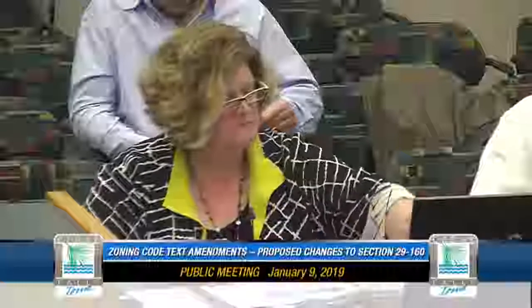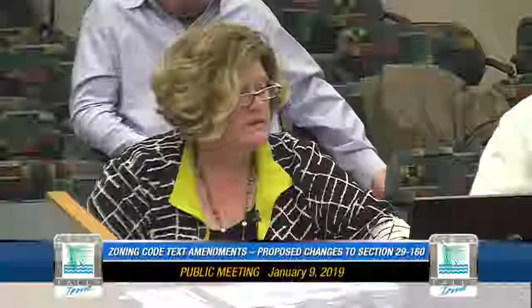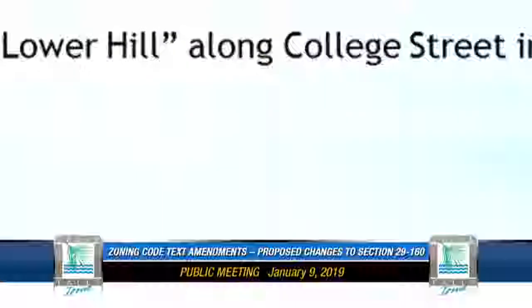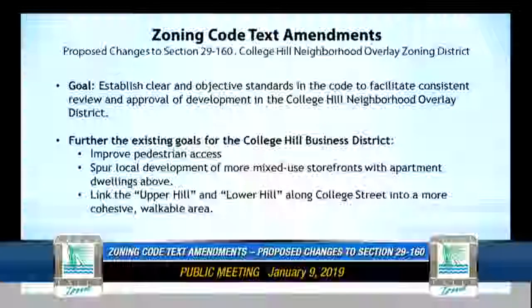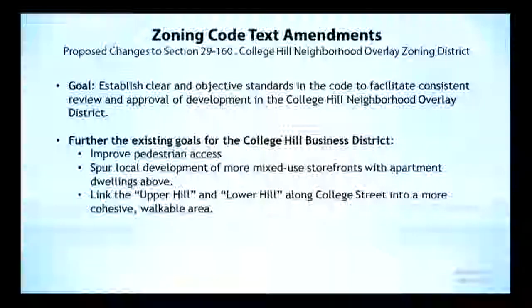So this is some fairly refined zoning code text amendments for section 29160 of the College Hill Neighborhood Overlay Zoning District. The goal for these particular code amendments is to establish clear and objective standards in the code to facilitate consistent review and approval of development in the College Hill neighborhood, particularly in the core C3 district of the business district of the College Hill neighborhood.